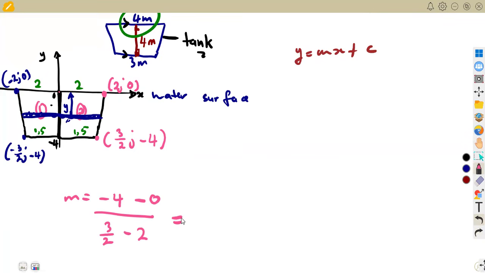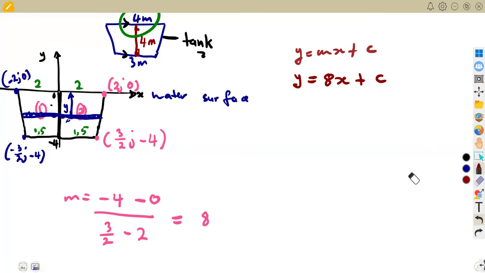minus 2. So do not mix up your points in that case. Do not mix up your points. So this will give us a +8. Okay, that's our m. So y is equal to m, which is 8x. So that's 8x plus c.